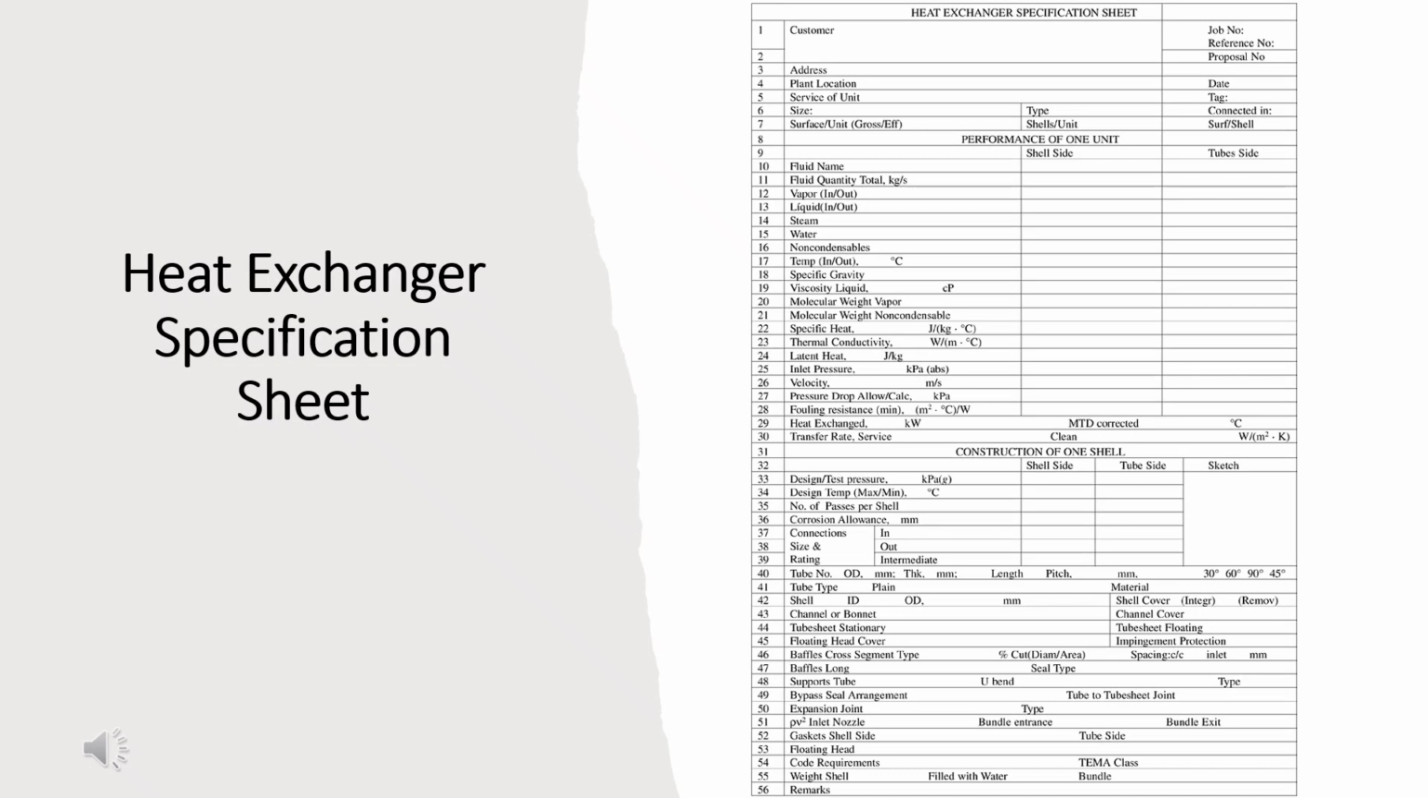For performance of one unit, we need to know the basic information and operating conditions for the chosen heat exchanger, such as temperature in and out, inlet pressure for shell and tube, and others. Then, for the construction of one shell, the main part is design features. We need to know the design sizing for the chosen heat exchanger. The physical dimensions are also important since we must provide number of tubes, tube length and pitch. There is more information that we need to write in the specification sheet.